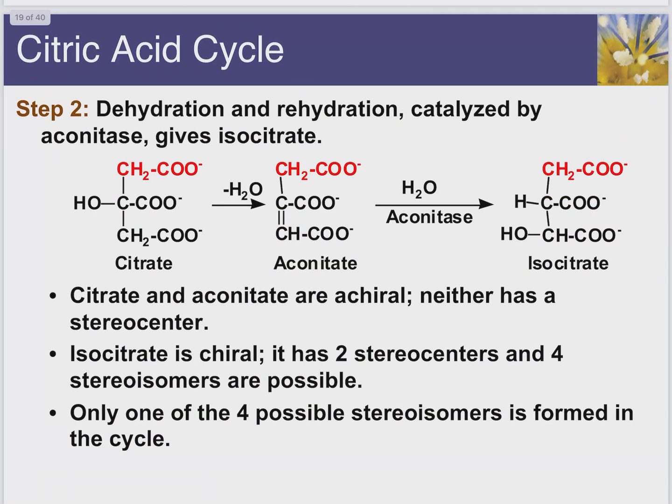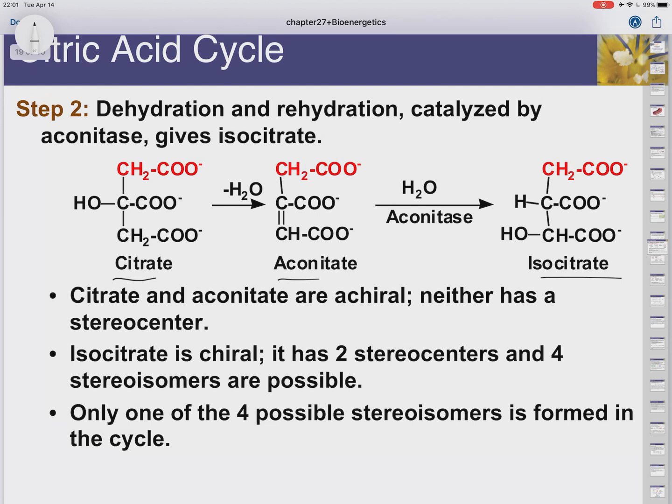So here in red are those two carbons that just came in. Citrate will get dehydrated into aconitate. Aconitate will get isomerized into isocitrate. It's interesting here that isocitrate is chiral, where these guys were not chiral. Isocitrate will only form one of the possible isomers, though. That's the beauty of enzymes, that they control the reaction products very well. So we get isocitrate.